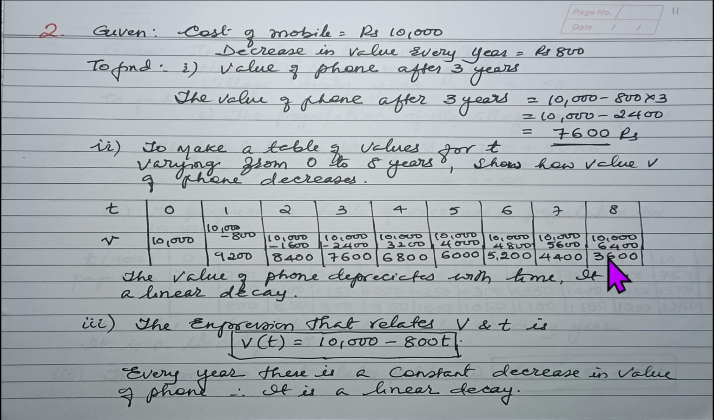We find the value of the mobile would become 3,600 by the decrease of 800 rupees every year for 8 years. Okay. Now the value of phone depreciates with time, and it is a linear decay. Definitely it is a linear decay. Now the expression that relates the value of the mobile and the time period is v of t is equal to 10,000 minus 800t. So if you use this relation, definitely the value we have got in the table is correct. Every year there is a constant decrease in value of phone, and therefore it is 100% a linear decay.